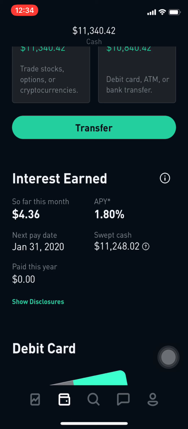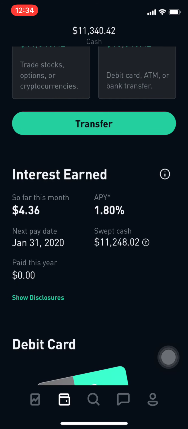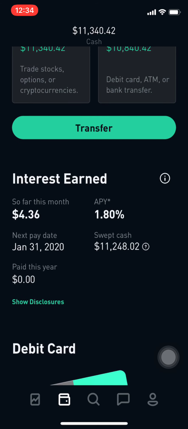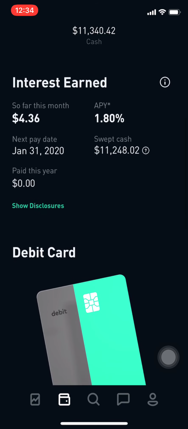And you can also see a total of what was paid this year. And currently I've had this feature for about 2 weeks, so I haven't gotten any payout yet. But on January 31st, you'll see this paid this year increase. And then you can tap on show disclosures to get more information on some of the disclosure information.